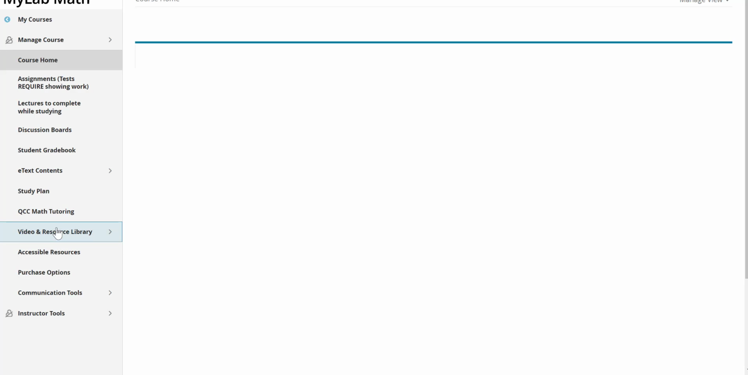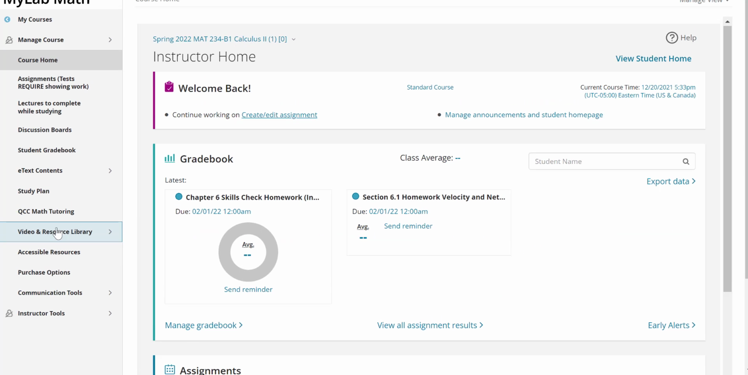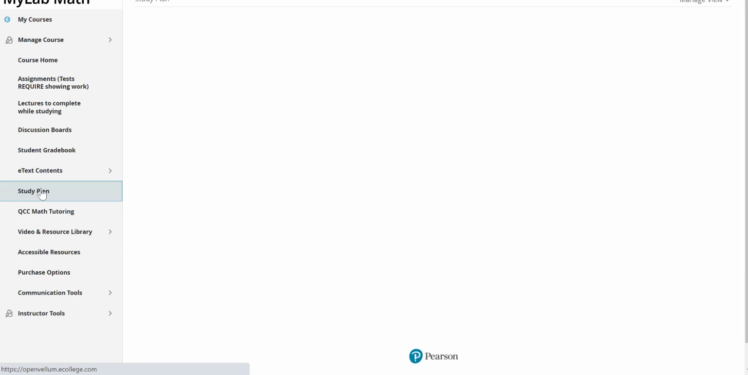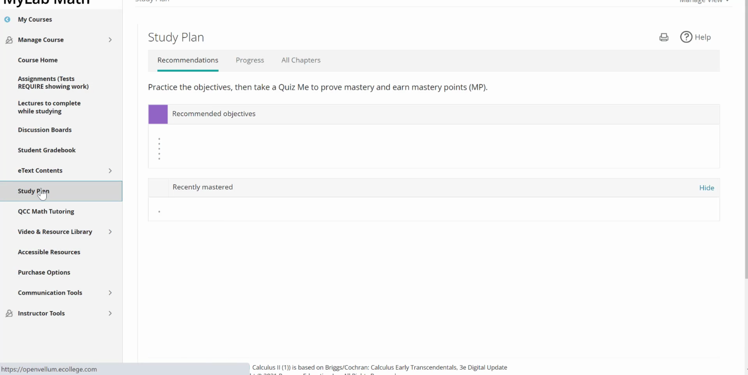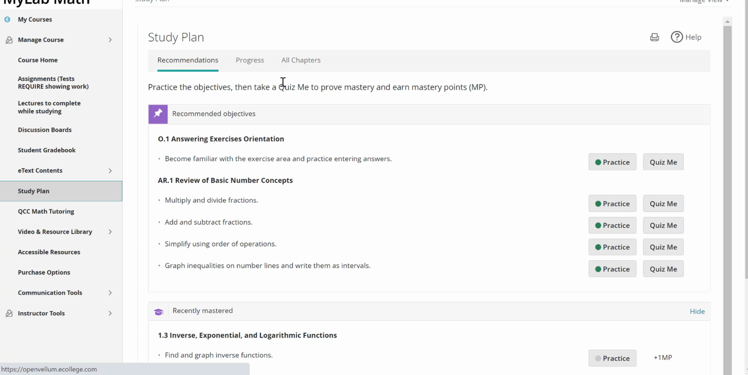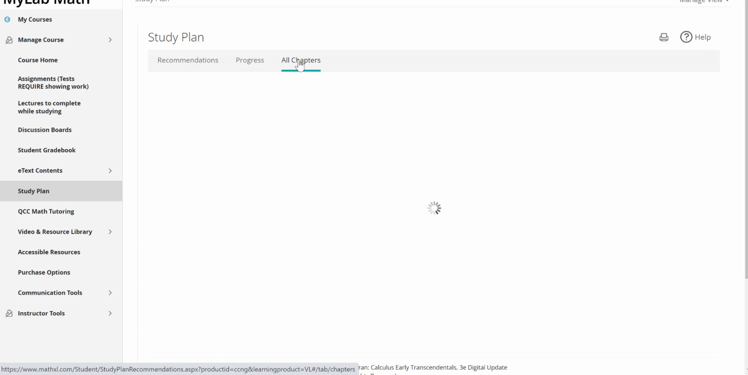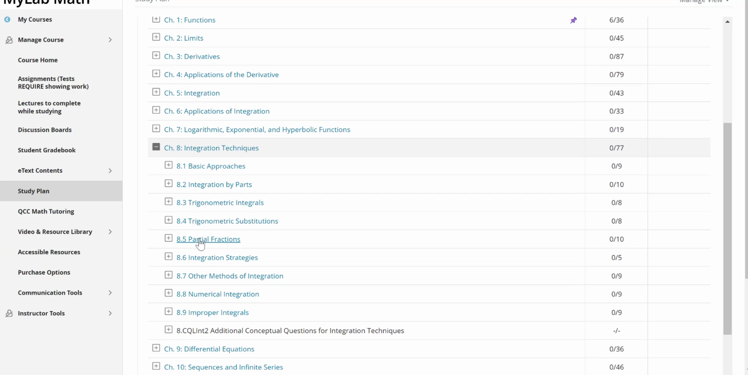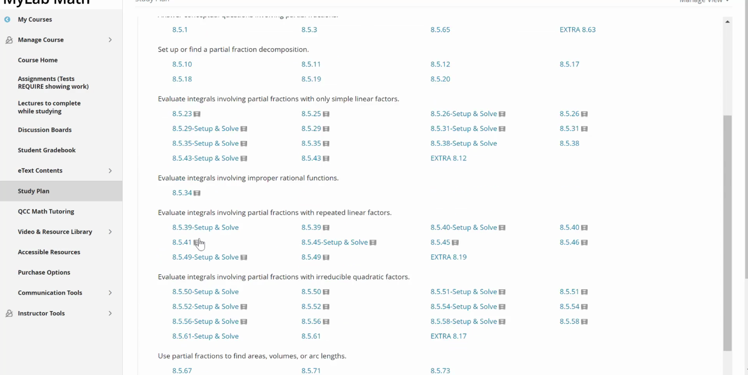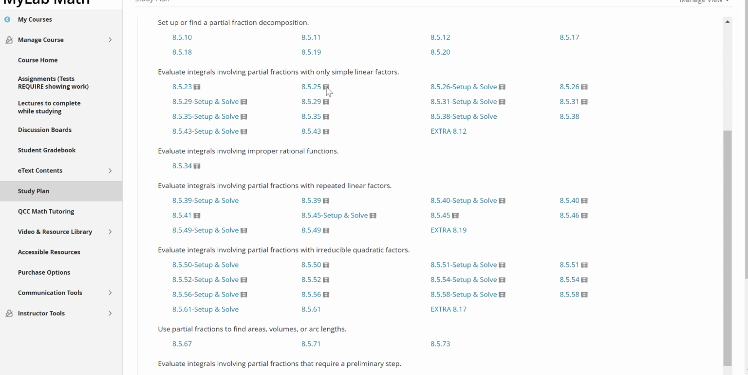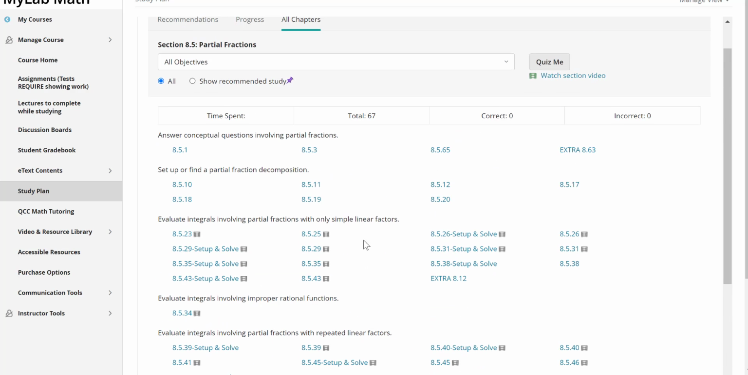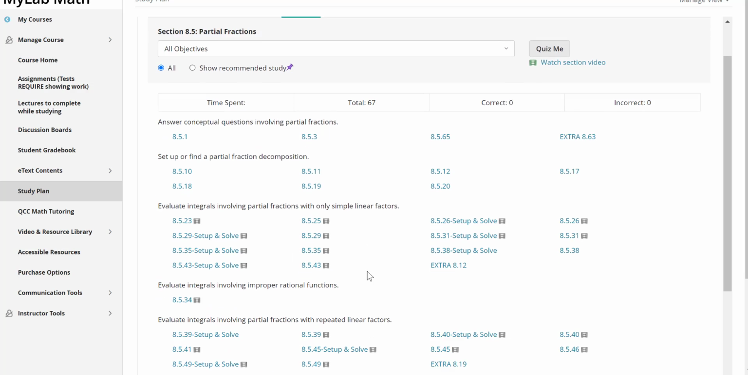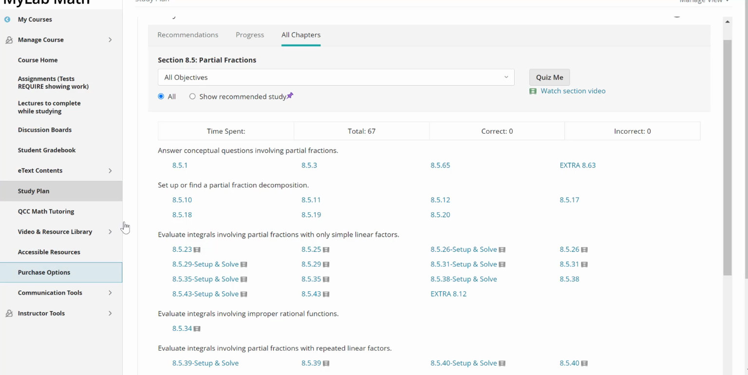And another resource that is useful is the study plan. So if you want to study more for the course, you want to do more problems, just press study plan, all chapters, and then choose the chapter that you want to work on more. For example, chapter 8, if you want to work on partial fractions, you have plenty of extra problems, including videos that come with those problems. So for some of these problems you can actually watch the video from 8.5 and they are helpful.